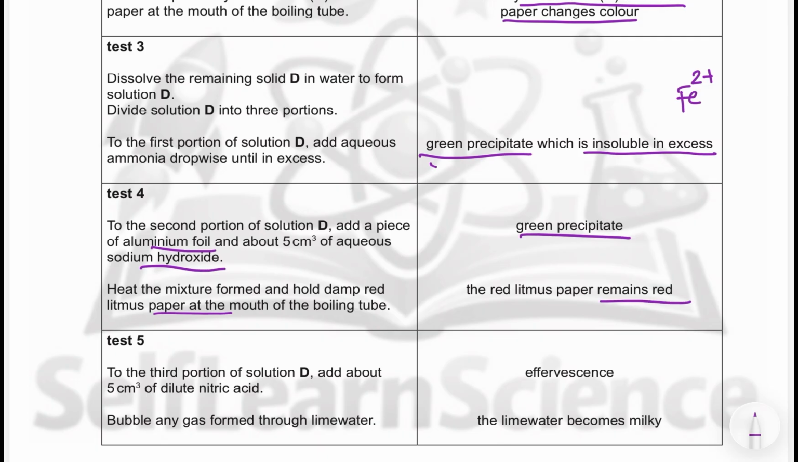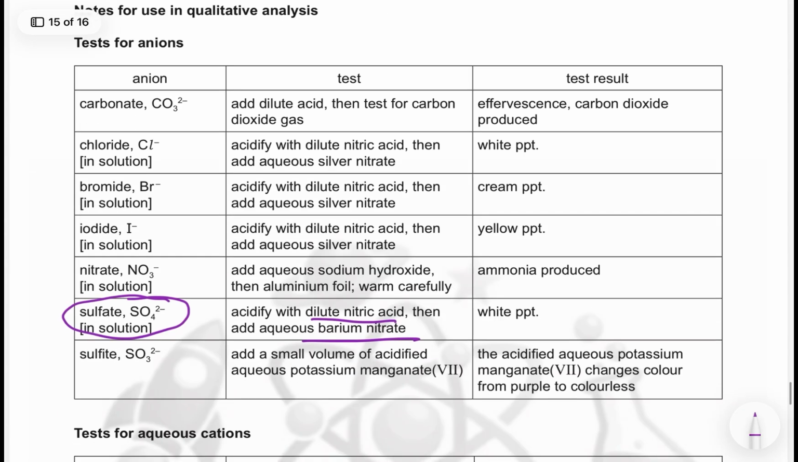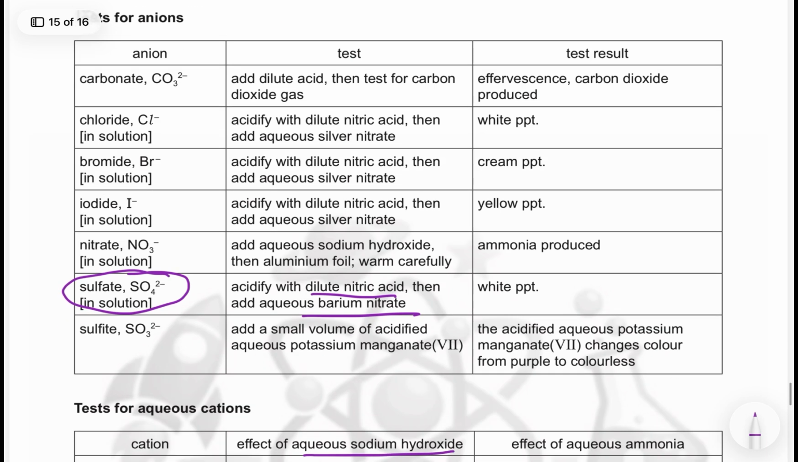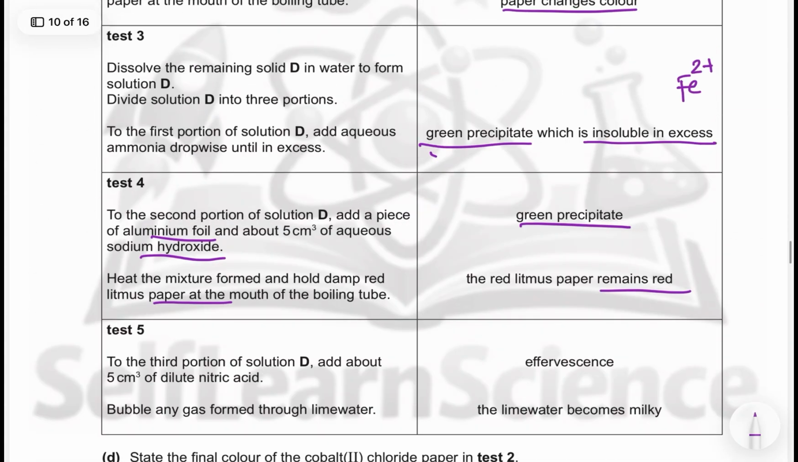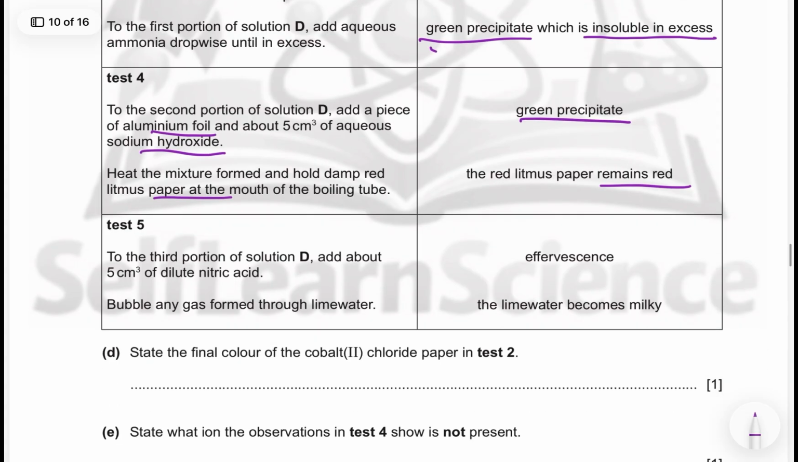So actually the test of aluminium foil and sodium hydroxide is done for nitrate ions. If you check, with nitrate, aqueous sodium hydroxide and aluminium foil on warming, it gives us ammonia. So the observation should be damp red litmus paper turns blue, but actually here the damp red litmus paper remains red, meaning it is a negative test for nitrate ions.